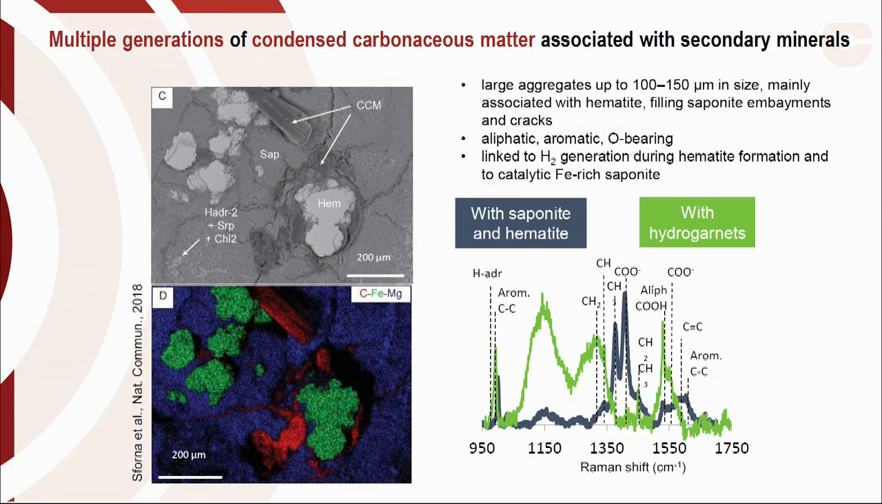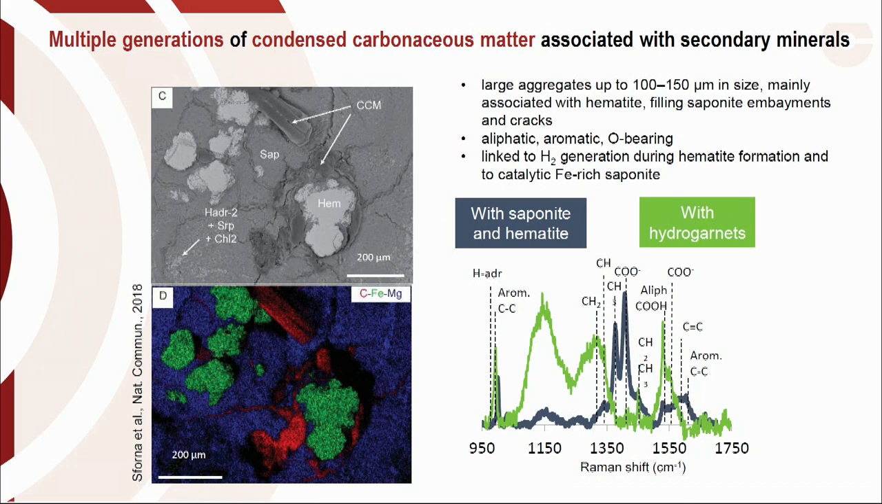Perhaps one of the most impressive occurrences of carbonaceous compounds in these samples were the ones associated with the hematite and the saponites. And you see here, this is as huge as the mineral phase, so large aggregates, more than 100 microns in size. And this really fills all the saponites and the cracks, and probably if the reaction had continued, it would have progressed and progressed.